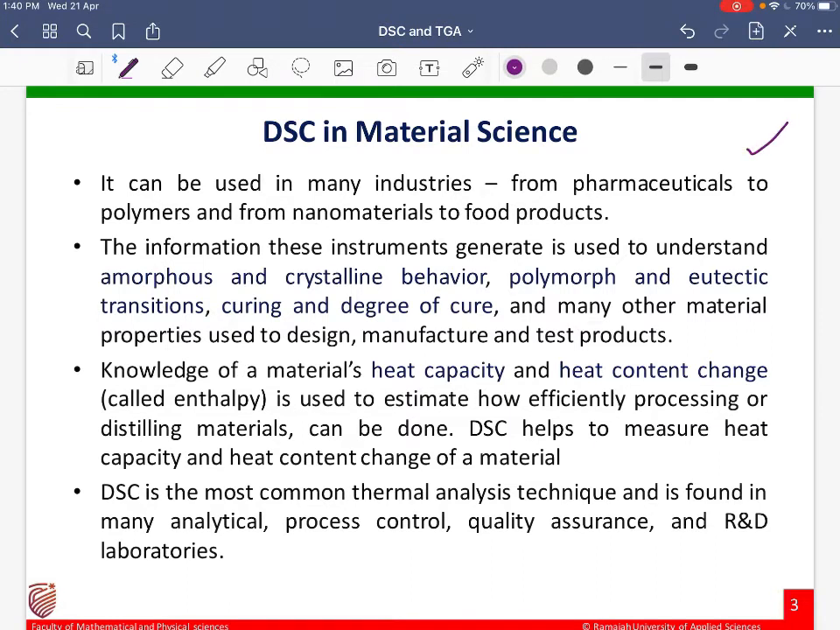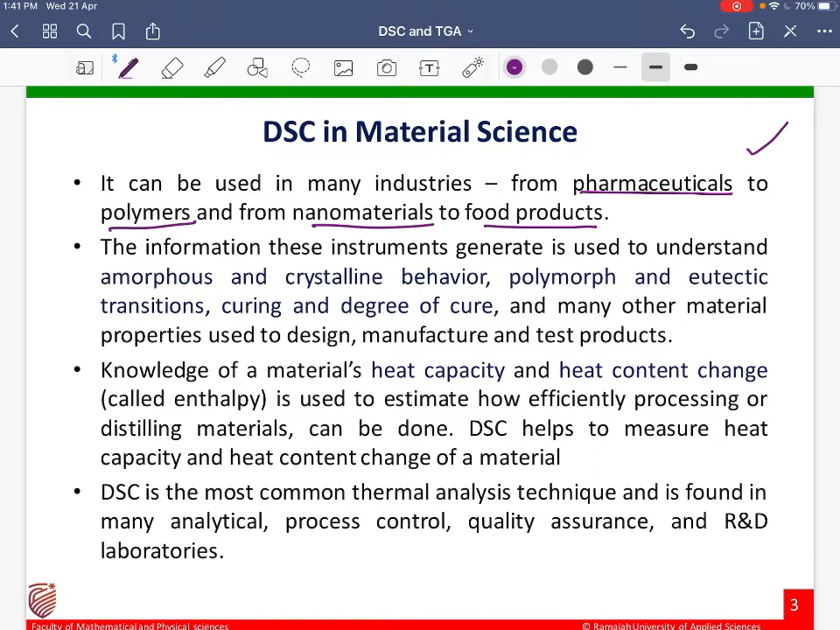Here I am giving you a few examples where DSC is widely used in material science. It can be used in many industries: pharmaceutical industry, polymer, nanomaterial, food product. All these industries can use differential scanning calorimetry to study the thermal characteristics of their materials or products. The information these instruments generate is used to understand amorphous and crystalline behavior, polymorphism in a material, eutectic transition, curing and degree of cure, and many other material properties used to design, manufacture, and test products.